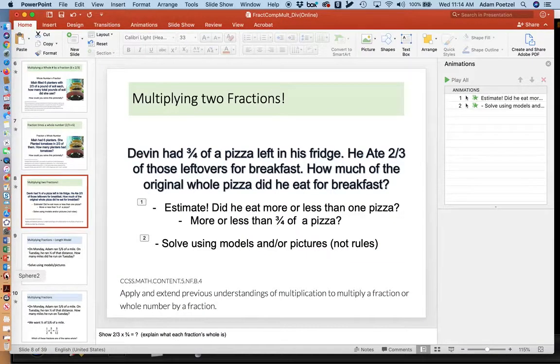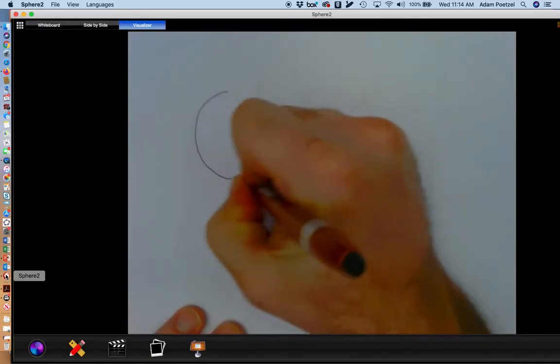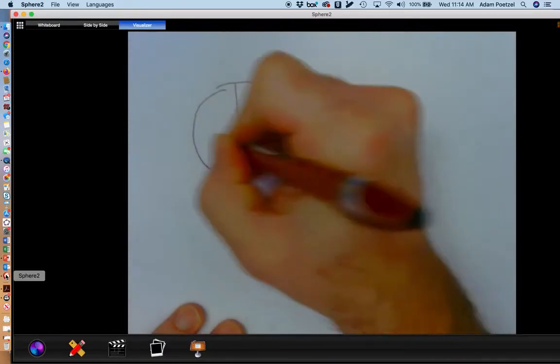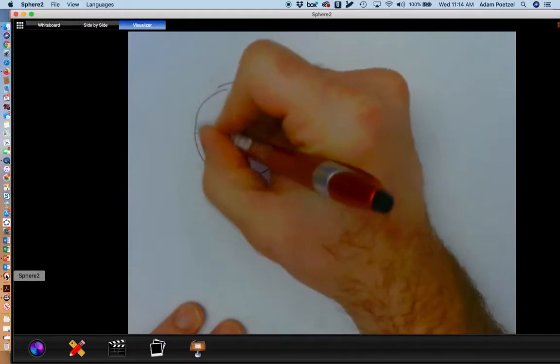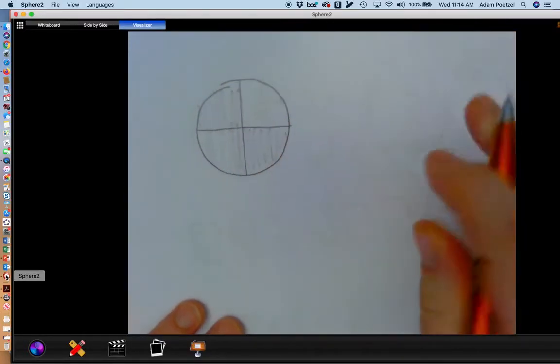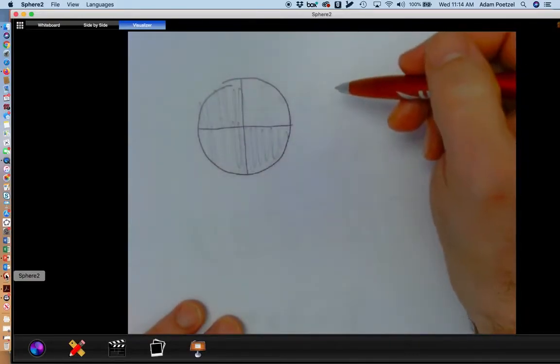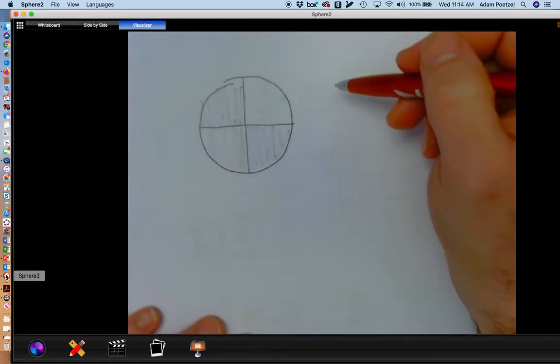All right, well, let's take a look at this. Again, this is a friendly problem, but that's a good place to start, trying to make sense of some friendlier ones. It says that in the morning, I guess Devin came downstairs and there was some leftover pizza from last night's dinner. There's our whole pizza, and so there was 3/4. And Devin ate 2/3 of the 3/4 that was left over from the previous night.